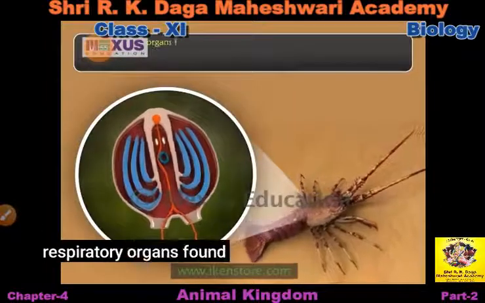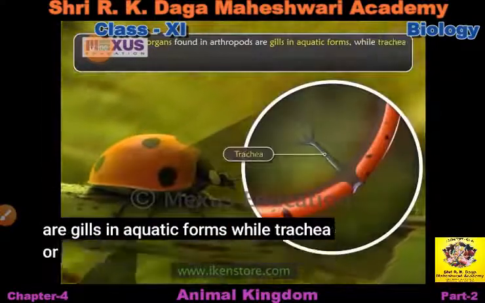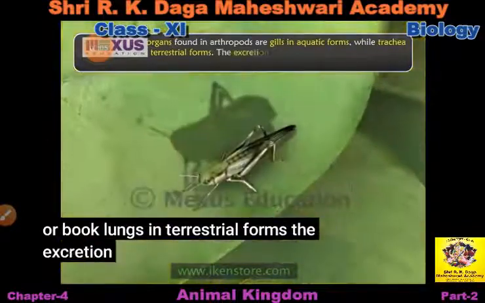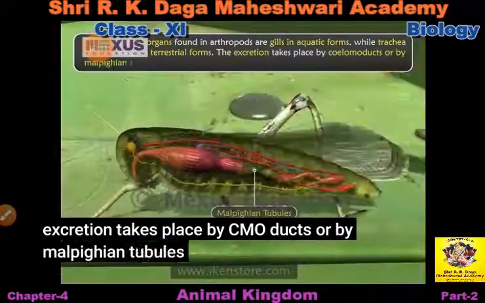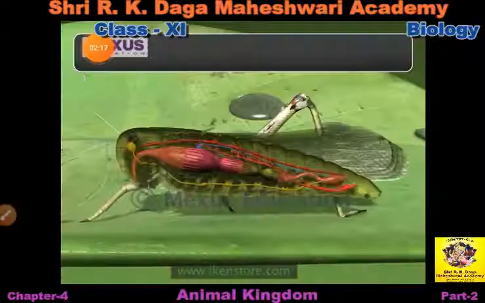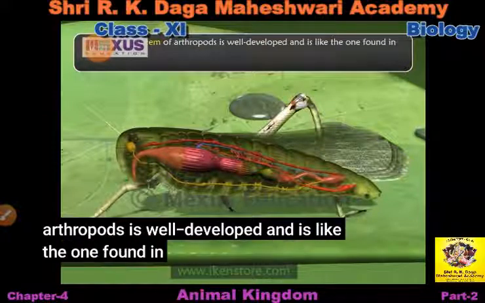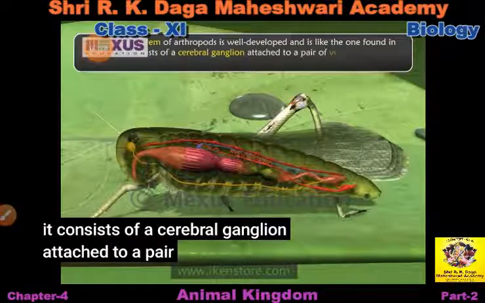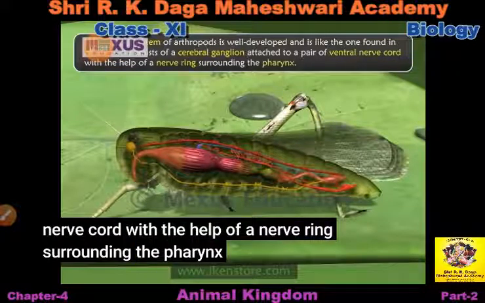The respiratory organs found in arthropods are gills in aquatic forms, while trachea or book lungs in terrestrial forms. Excretion takes place by coelomoducts or by Malpighian tubules. The nervous system of arthropods is well developed and is like the one found in annelids. It consists of a cerebral ganglion attached to a pair of ventral nerve cords with the help of a nerve ring surrounding the pharynx.